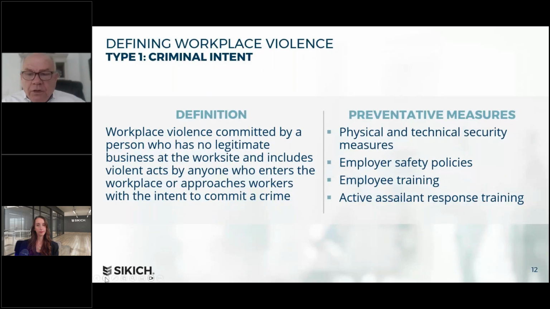Just as a little side note, we call it active assailant because there's this mythology about active shooter that it's somebody with a long gun. An assailant has a variety of different tactics or weapons that they can use. Most are done with handguns. Some are done with knives. So we have changed and evolved from calling it active shooter to active assailant response team training. That's all preventive measures that deal with that first category, criminal intent.